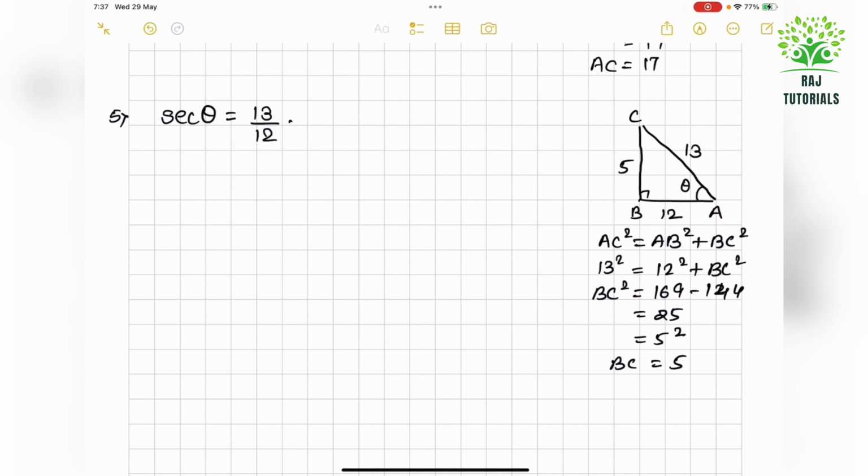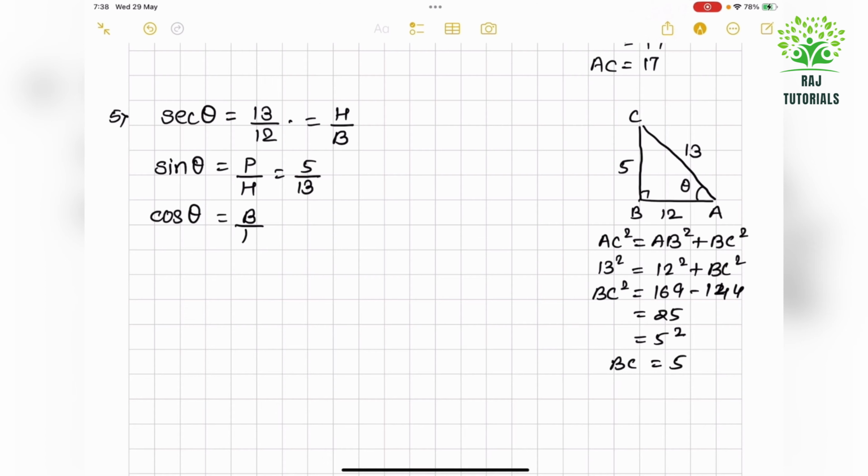Now next I am given sec theta equal to 13 by 12. Calculate all other trigonometric ratios. Now sec means hypotenuse upon base. So first I have denoted those two values and angle A I have taken as theta degree. And then I found BC by using Pythagoras theorem, and now I will be finding all the ratios. So sin theta will be opposite upon hypotenuse, so that will be 5 by 13.